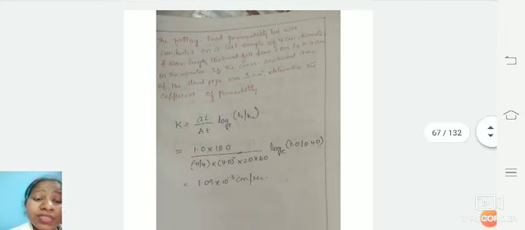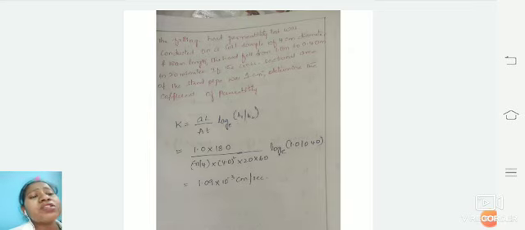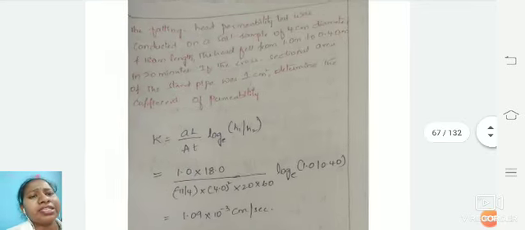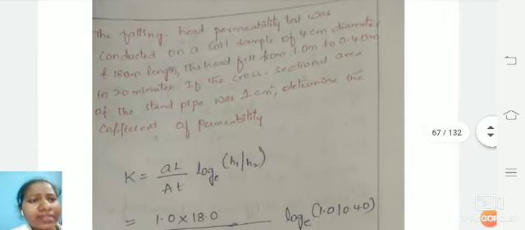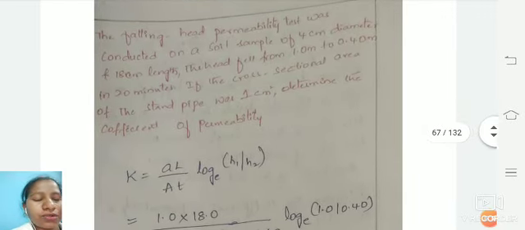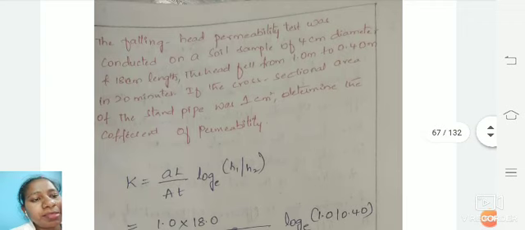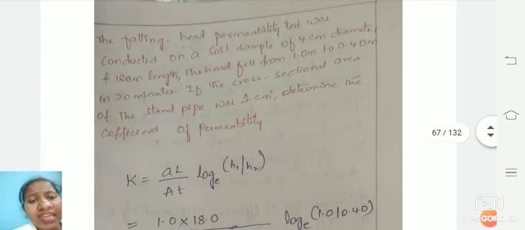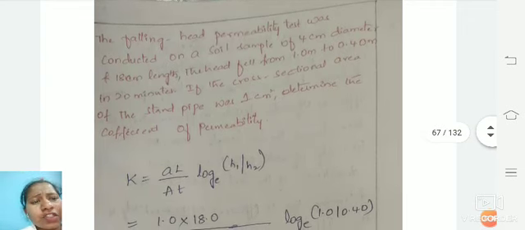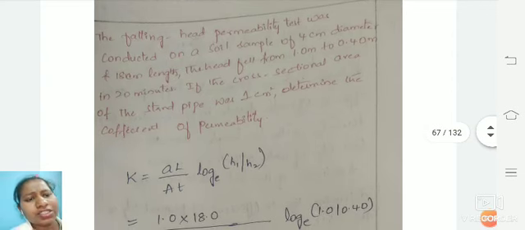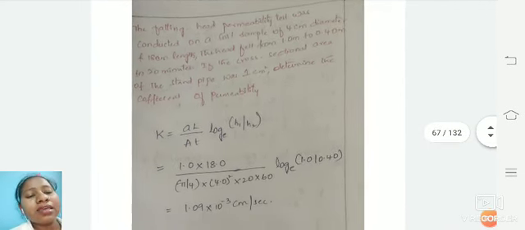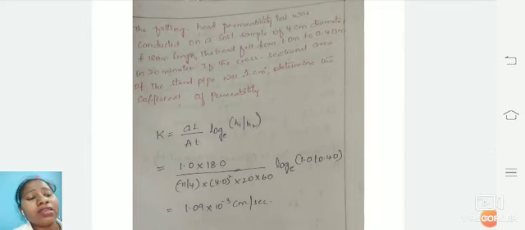Next we will be seeing that a falling head permeability test was conducted on a soil sample of 4 centimeters diameter and 18 centimeters length, and the head fell from 1.0 to 0.4 m in 20 minutes. That means it takes 20 minutes. Its cross section area of the standard pipe was 1 meter cube, and for the determination of the coefficient of permeability we have a formula, that is K = aL by At log e of h1 by h2, that means head 1 and head 2.